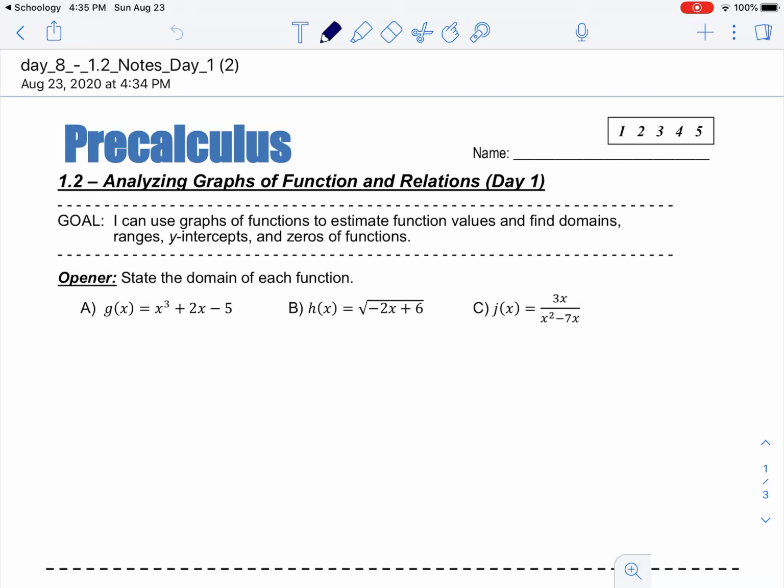Hello, everyone. Our goal for today on these notes, 1.2 Analyzing Graphs of Function Relations, Day 1, is that I can use graphs of functions to estimate function values and find domains, ranges, y-intercepts, and zeros of functions. You're also going to have to be able to find x and y intercepts and zeros of functions algebraically, which was in our algebra review, so it shouldn't be that big of a deal.